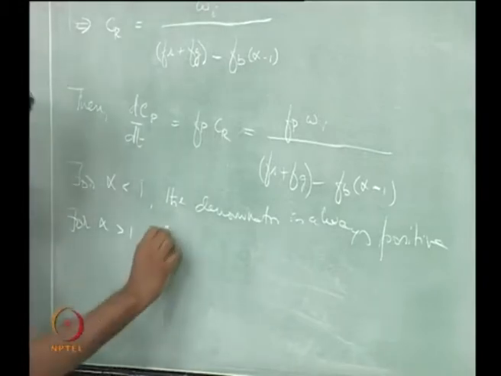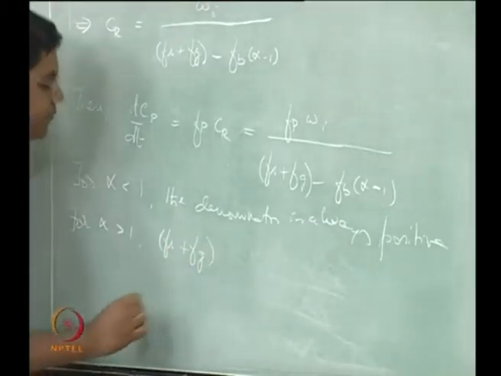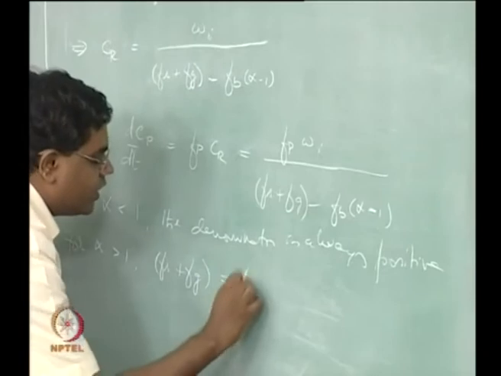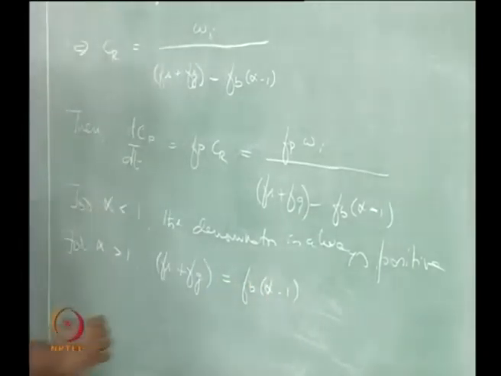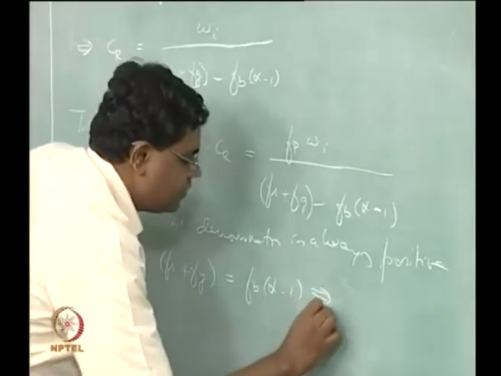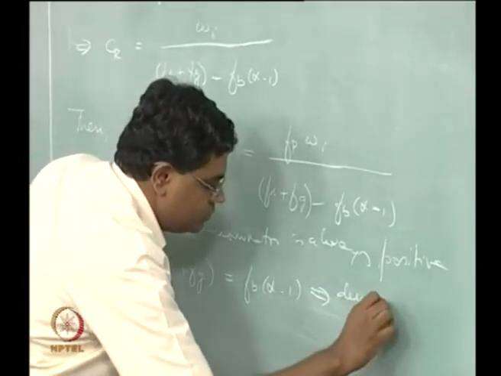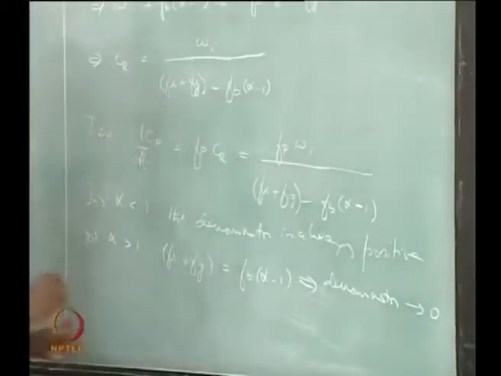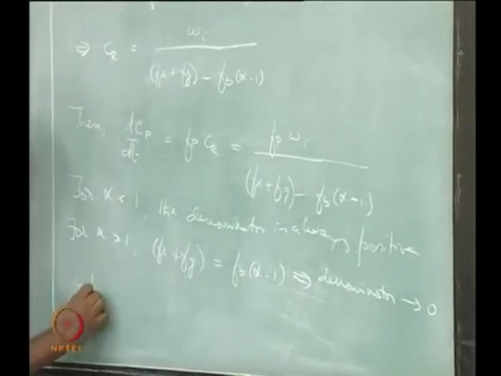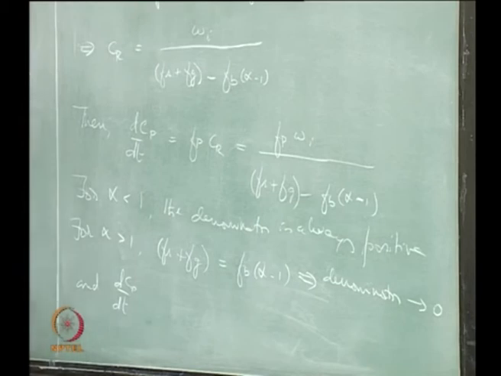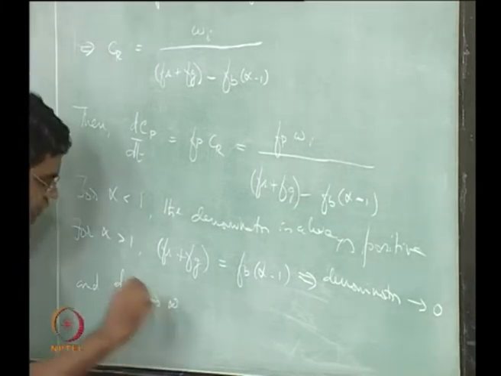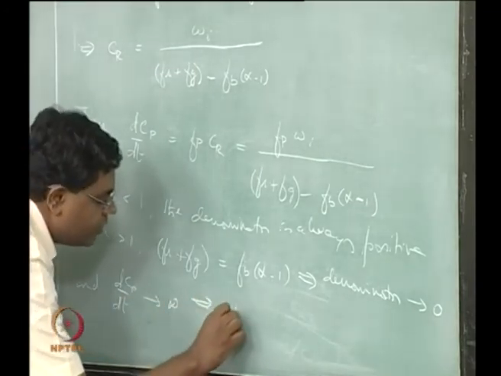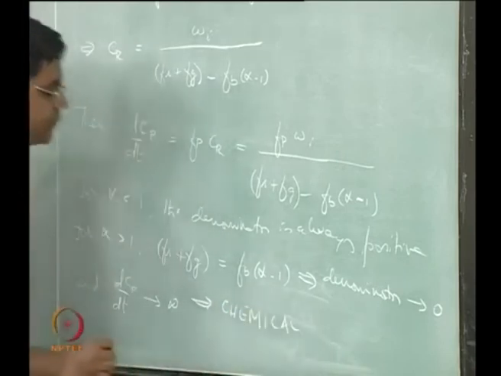So Fs plus Fg equal to Fb times (alpha minus 1) implies the denominator goes to 0, and dCp over dt goes to infinity, right? This is what we are talking about as chemical explosion.